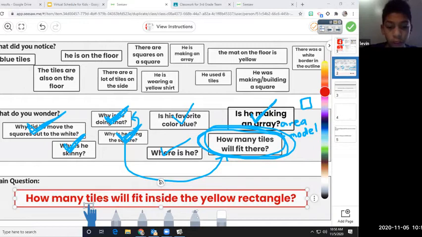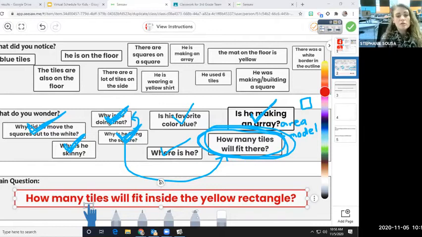The whole entire time, I was saying, is he making an area model? He is making an area model. So those blue tiles are going to make a very large area model. Yes, that's correct. All righty. How many tiles will fit inside the yellow rectangle? That is the question that we are going to answer today.